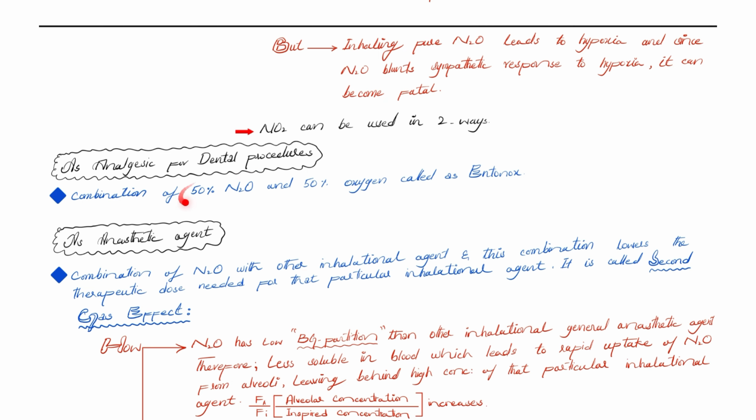So there is a combination of 50% nitrous with 50% oxygen, and this is called Entonox. You can also use it as an anesthetic agent, not by giving 100% nitrous oxide to the patient, but by combining nitrous oxide with some other inhalational agent. This combination lowers the therapeutic dose needed for that particular inhalational agent, and this is called the second gas effect.